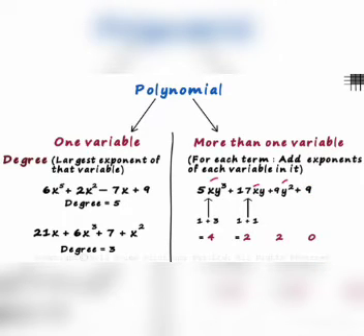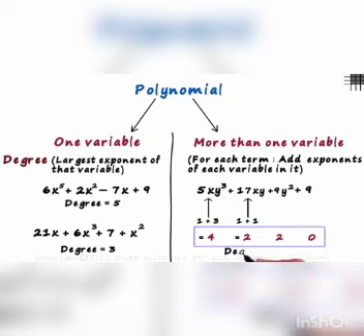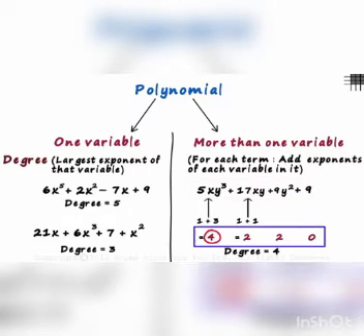Remember, we are looking at exponents of variables. The exponent of variables of the last term is 0. And the largest of these becomes the degree. The degree of this polynomial is 4, which is the highest amongst these.